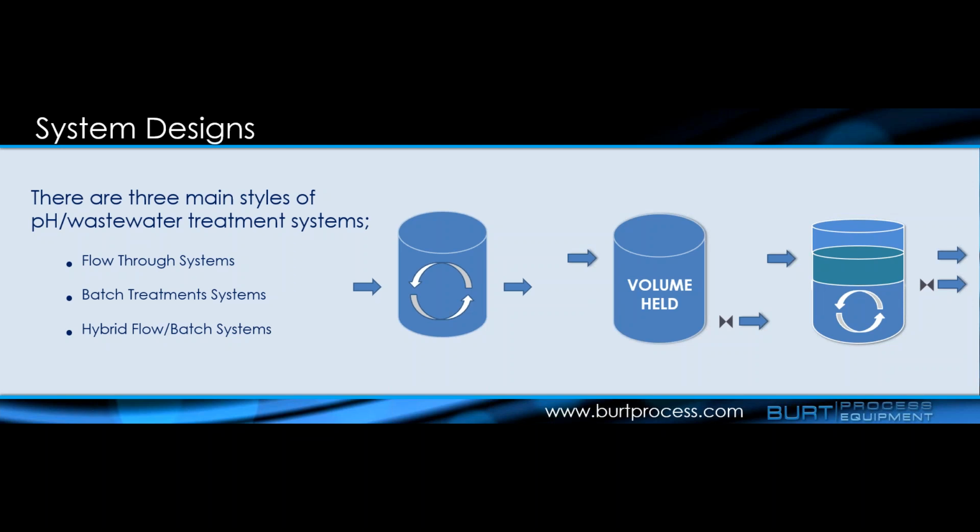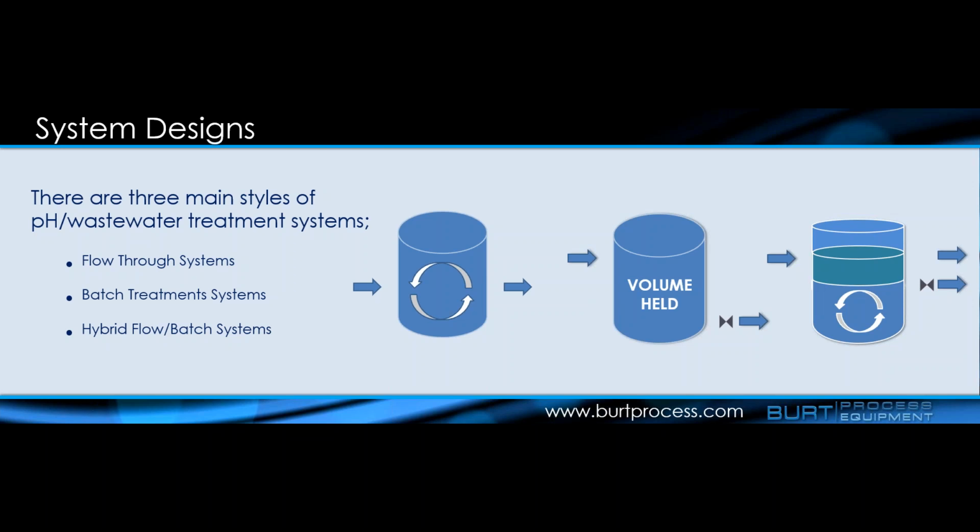The benefit of flow-through systems is that as waste comes in, waste is displaced and leaves, and you can put through a very high throughput for your system. And if you size your treatment tank or tanks properly, based on proper residence time, you will generally end up with a very functioning pH adjustment system.